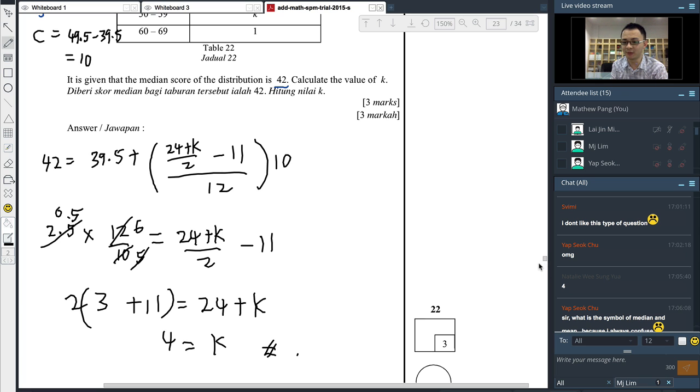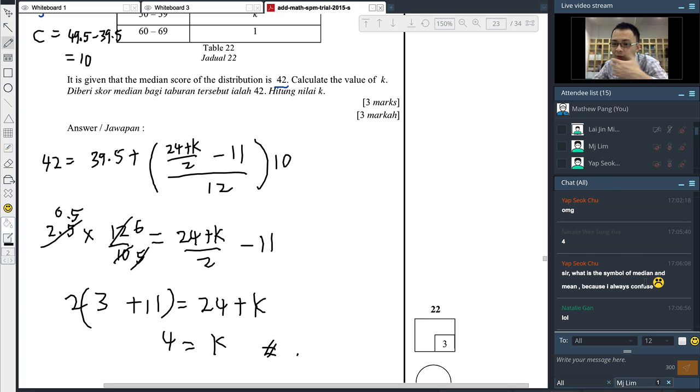What is the symbol of the median? So I couldn't see the chart. What is the symbol of median? I'm confused. Okay, basically for median you don't have any symbol, but for mean, yes.